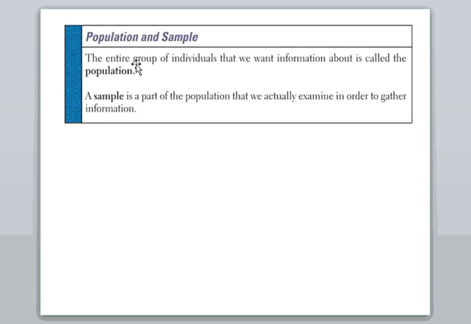Population and sample. The entire group of individuals that we want information about is called the population. A sample is part of the population that we actually examine in order to gather information.